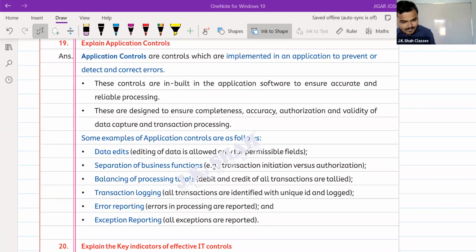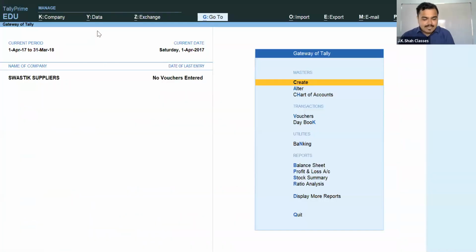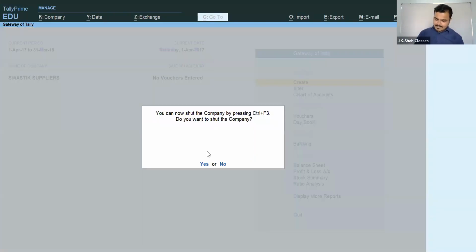Chartered, just 1 minute. I am operating a very wonderful software in front of you. And you will get a practical example of application control. Can you see the Tally Prime right now? Yes, sir. Tally Prime, it's there. I'll select the company in front of you only. Okay, sir.